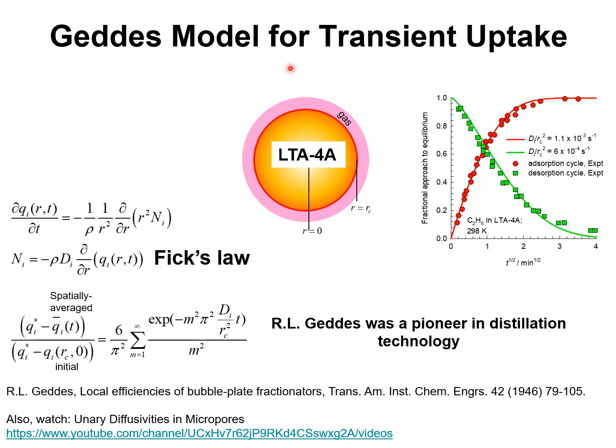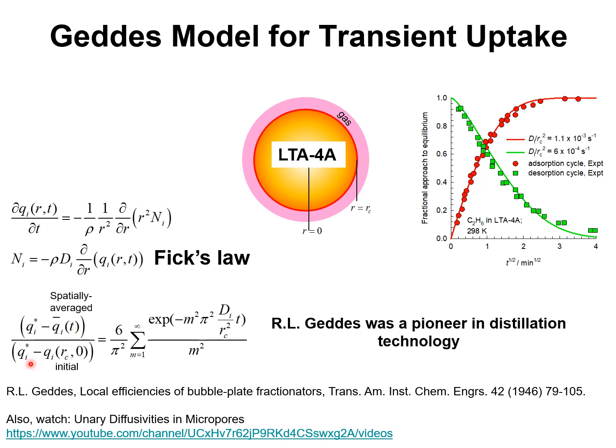In the context of transient uptake within 4A zeolite, the analytic expression is provided here, where on the left-hand side we have a numerator, which is a difference in the molar loading that is in equilibrium with the bulk gas phase mixture minus the spatially averaged loading at any time t.